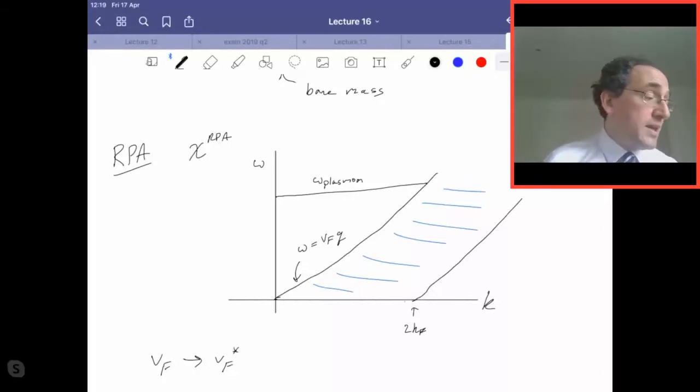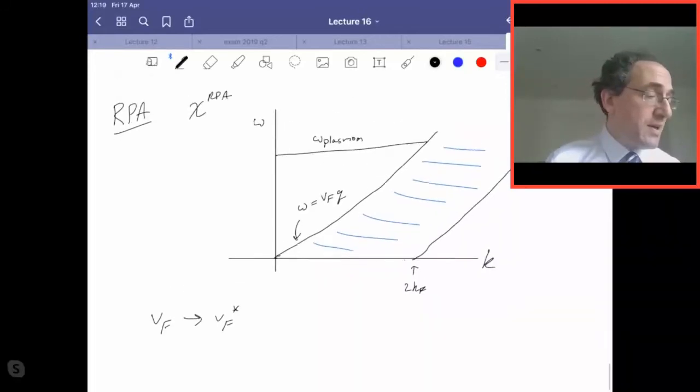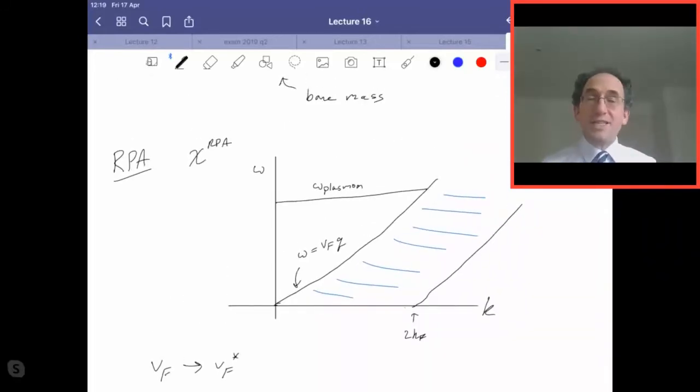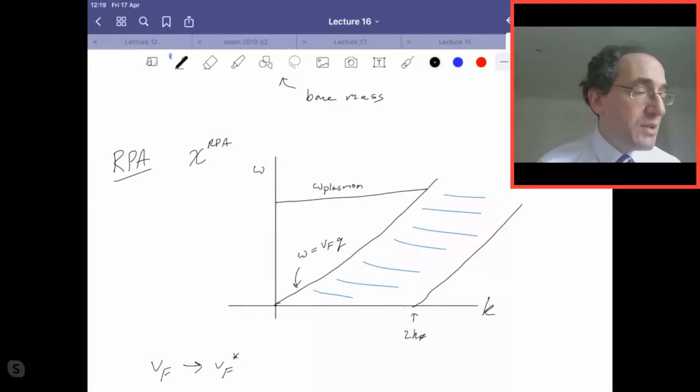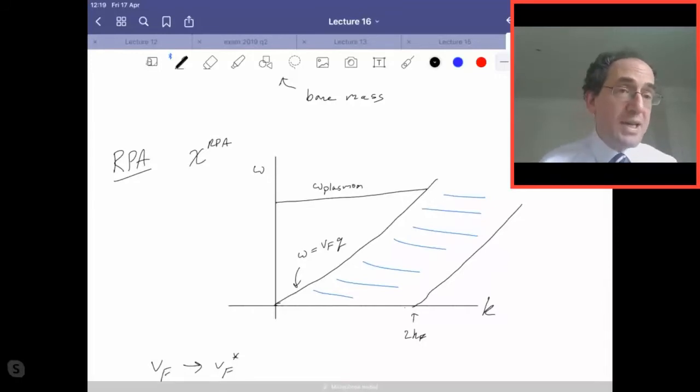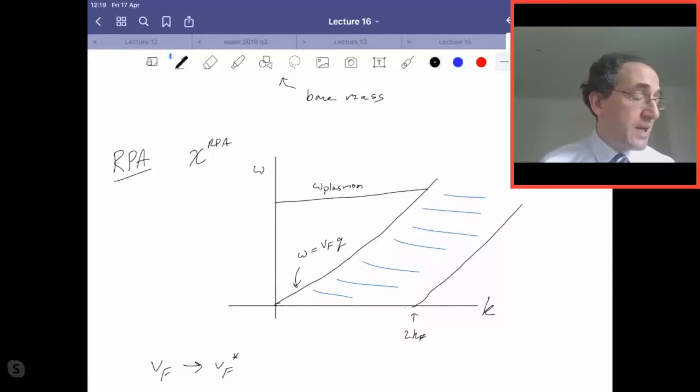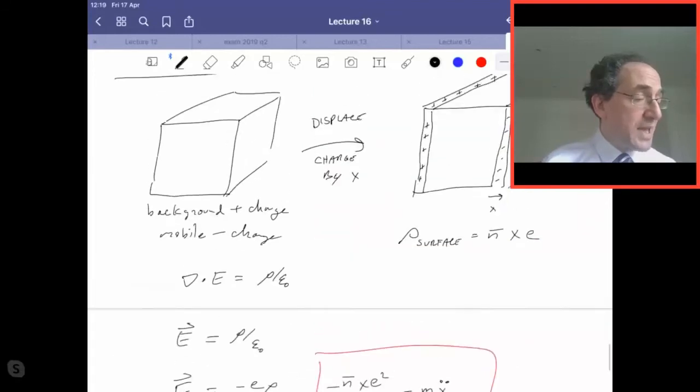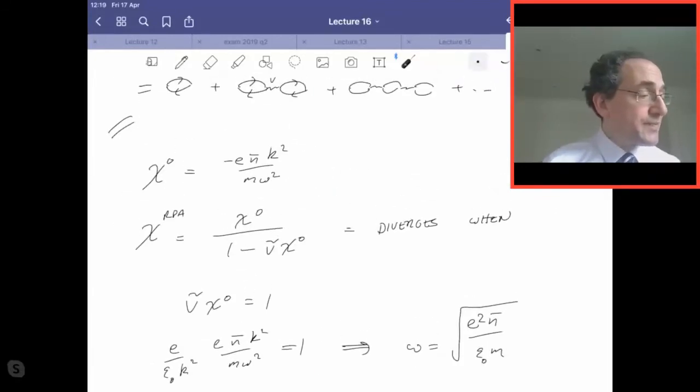Okay, so the RPA approximation is the first resort, the simplest approximation you can come up with, which gives you a full finite-frequency and finite-wave-vector response of a fermionic system, and an awful lot of physics is buried in it, and it's fairly simple to implement. All one has to do is calculate the non-interacting response and then divide it by 1 minus v twiddle chi naught.